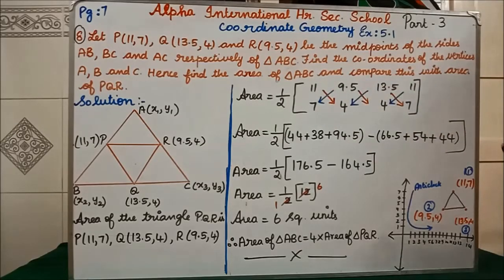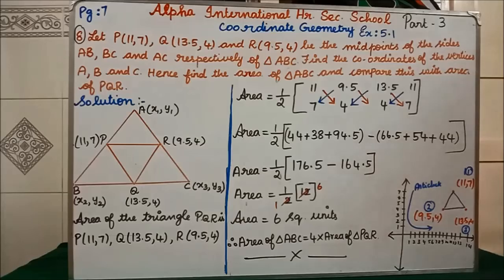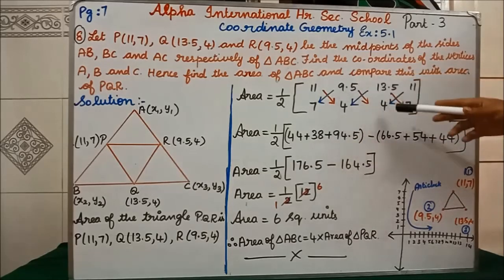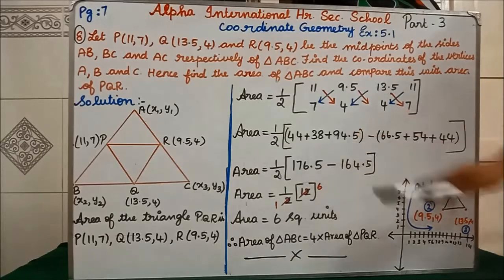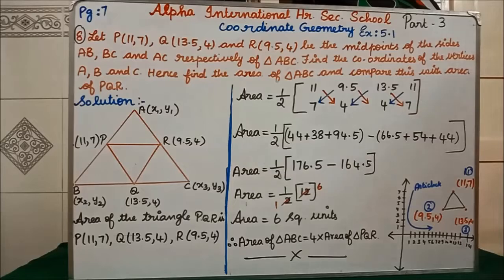Clear? First, on which side will you put the arrow mark? From left to right. First, the red arrow mark only we have to see. Clear? 11 fours are 44. 9.5 into 4 is 38. 13.5 into 7 is 94.5.